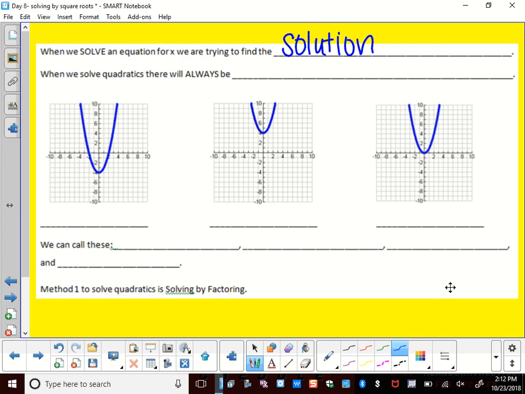When we solve an equation for x, we're trying to find the solution. And we solve quadratics. When we solve quadratics, there will always be two solutions. Solutions are also known as our answer.